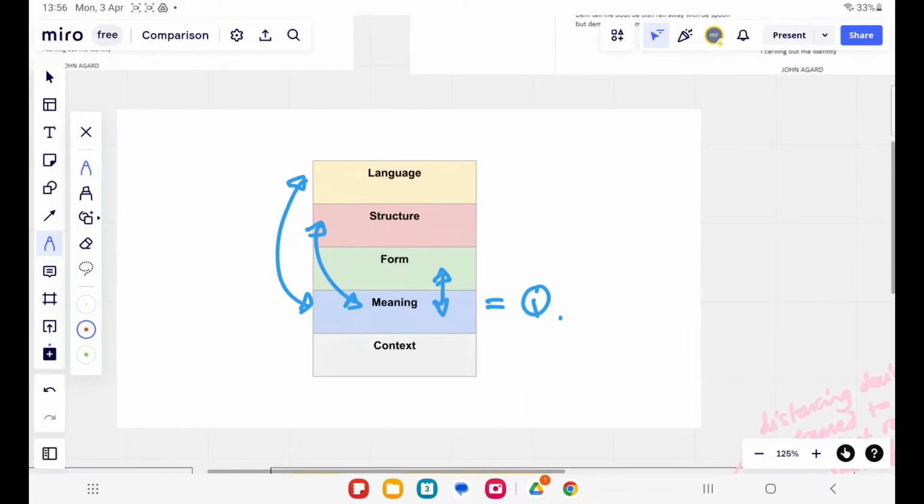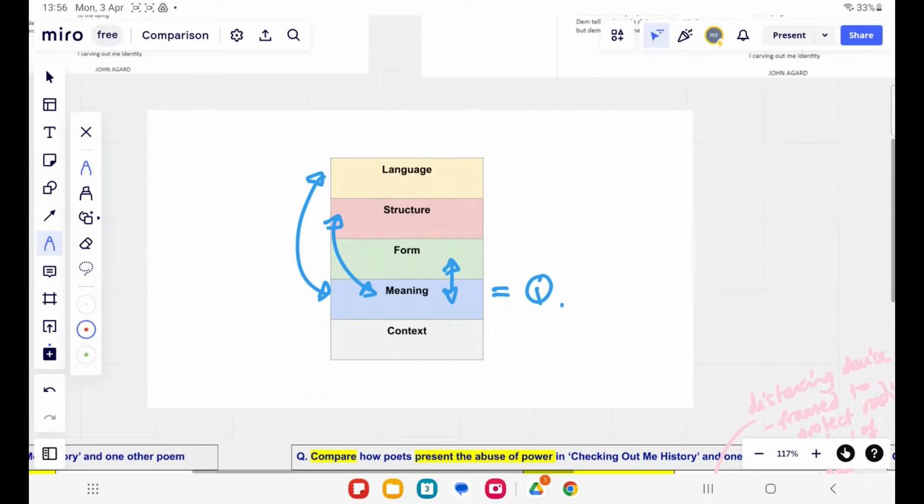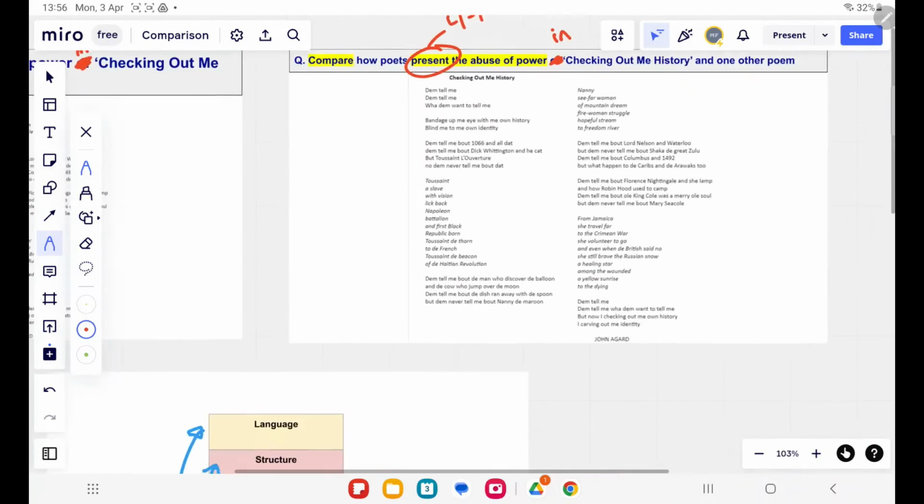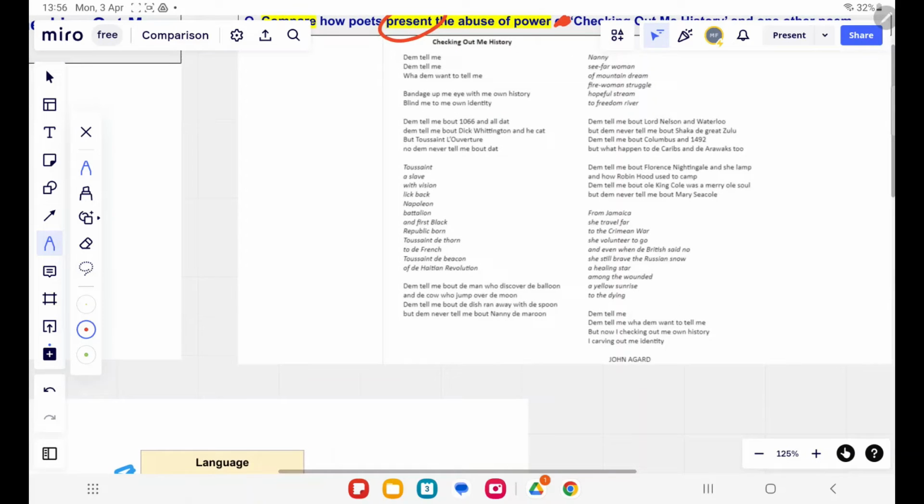When we're comparing, these are the things we should be thinking about. There are 6 marks for context, and we get marks for language, structure, and form. Whatever we're talking about, language, structure, form, or context, it always needs to come back to meaning. And by meaning, what they're giving you here with that question is a lens through which to interpret that poem. So that poem is clearly about the abuse of power, hence they're asking you a question on it. So that's one possible interpretation of the poem.